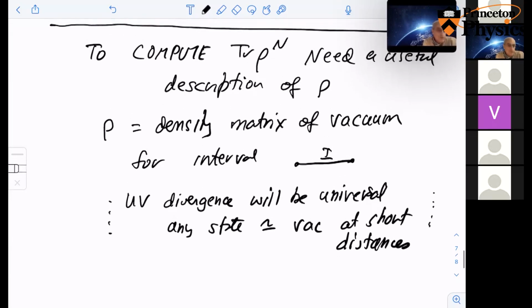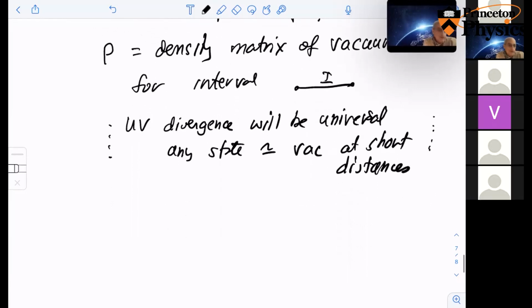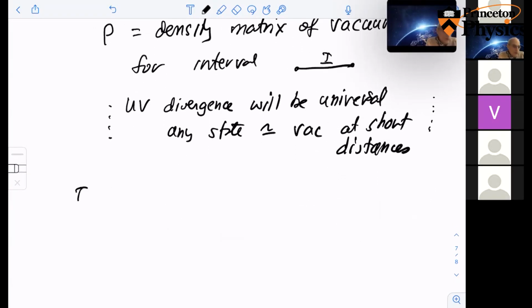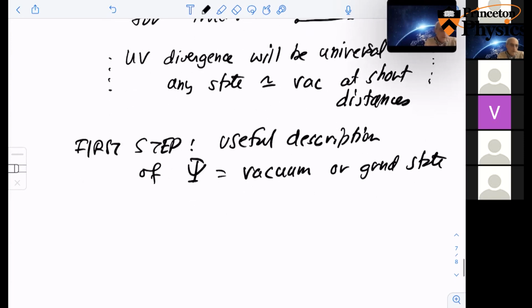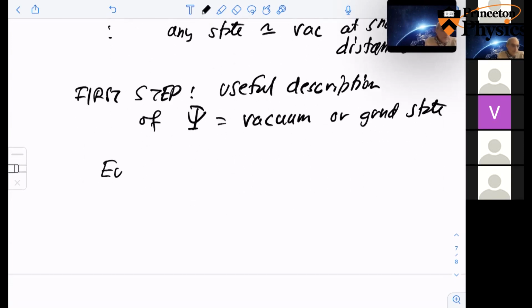But since we're going to compute for the density matrix of the vacuum, we need a useful description of the density matrix of the vacuum. So the first step, we need a useful way to describe the vacuum, or ground state. Well, what we know from our study of field theory, hopefully, is that such a representation comes from Euclidean path integrals.